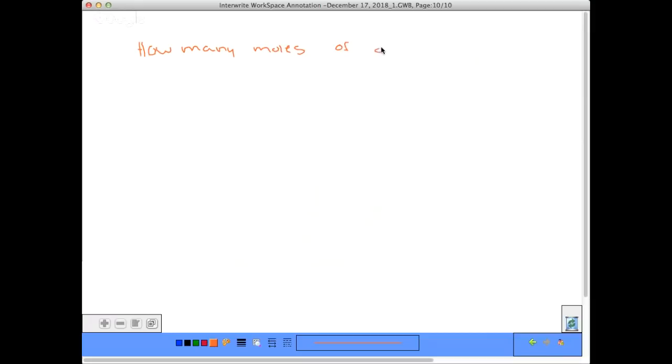Of oxygen will occupy a volume of 2.50 liters at 1.20 atmospheres and 25 degrees Celsius. So we're given some information here.